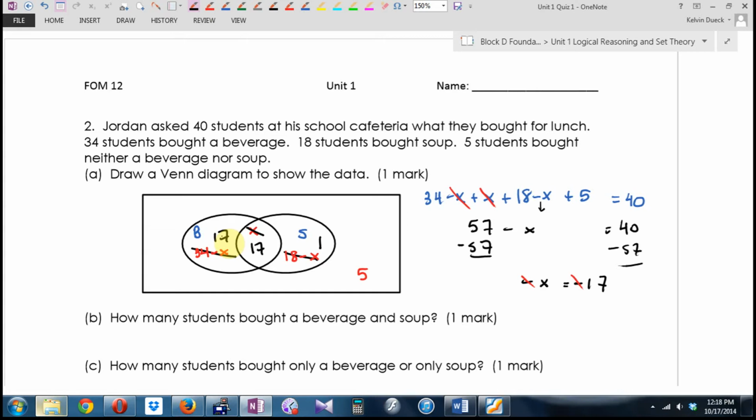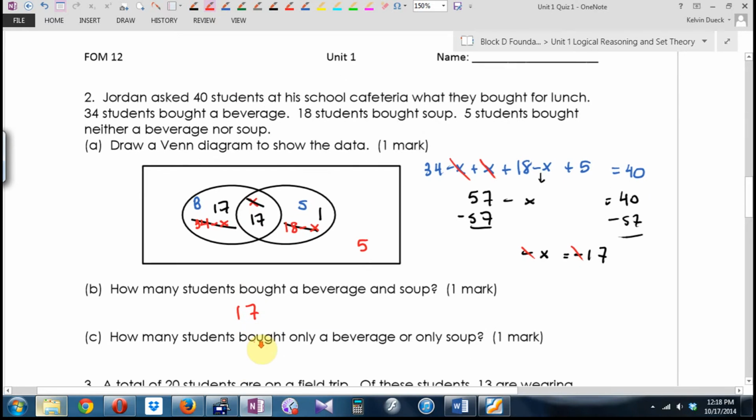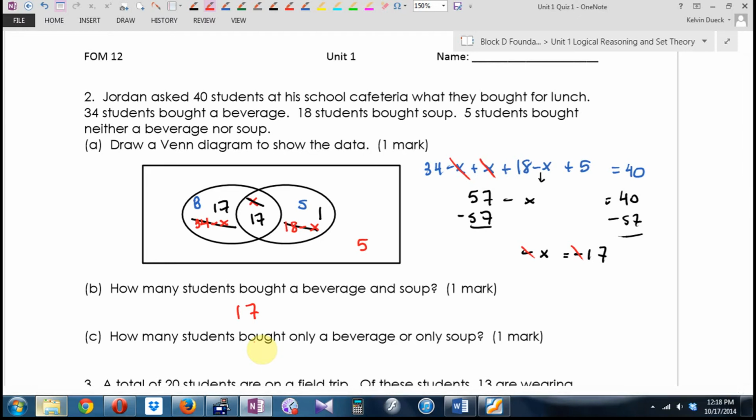Now, how many students bought a beverage and soup? 17. 1 mark. Oh, for the Venn diagram for 1 mark, if you have any numbers wrong, I'll say each number that's wrong, you lose a half mark. So if you have 2 numbers wrong, you're out of luck. How many students bought only a beverage or only soup, but not both? Darian, 18.